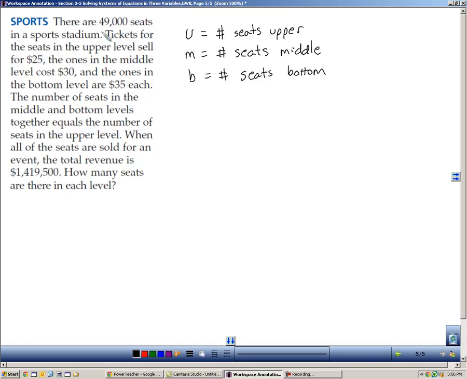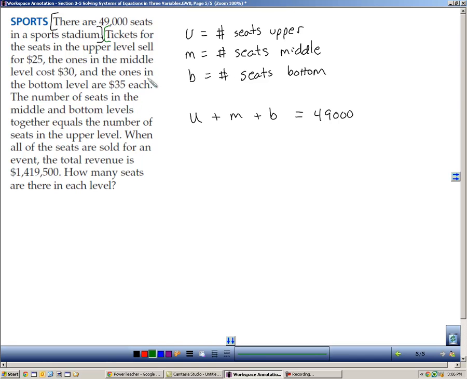Well, in the first sentence, I'm told that there are 49,000 seats in the whole stadium. Well, if I add the upper to the middle to the bottom section, that should give me 49,000 seats. So that's one equation.